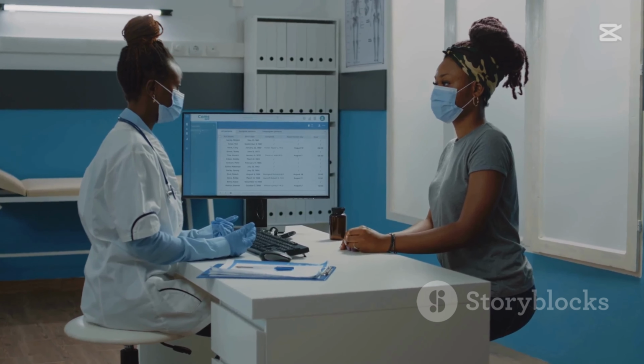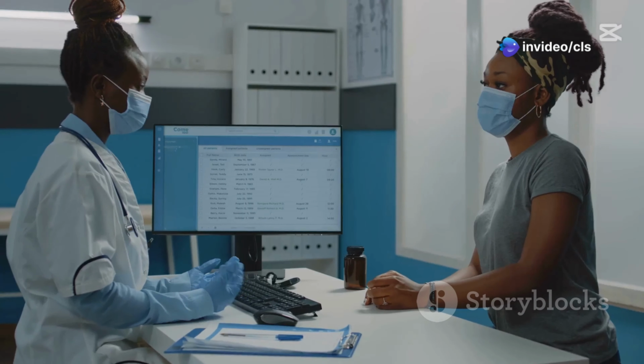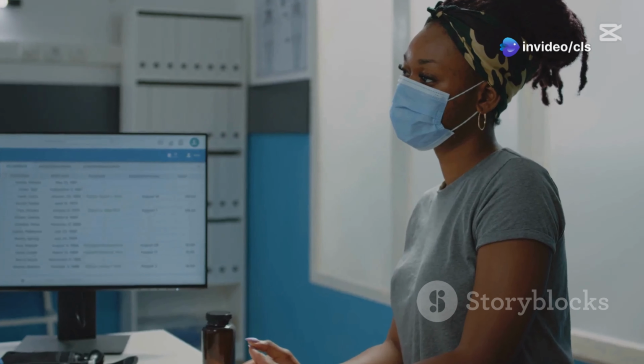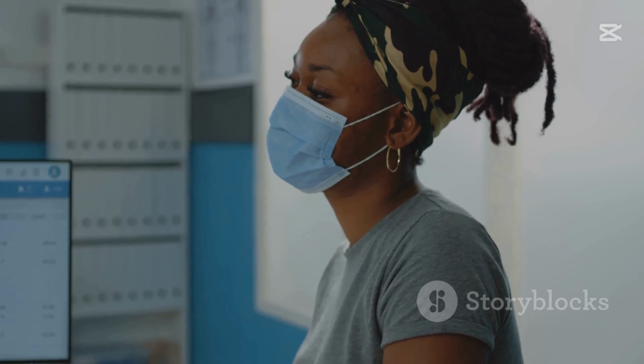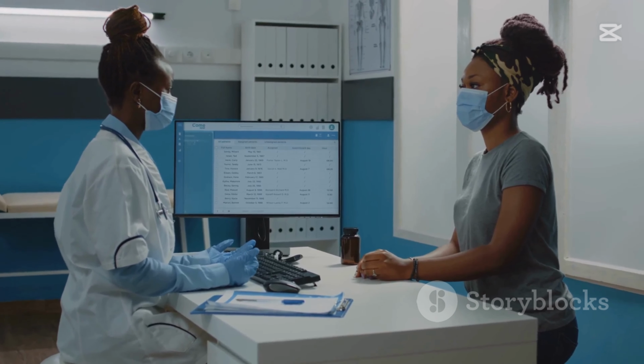Follow-up appointments with the healthcare provider are also important. These visits allow the doctor to monitor the patient's progress and make any necessary adjustments to the treatment plan. If the infection does not improve or worsens, the doctor may need to prescribe a different antibiotic or additional treatments.